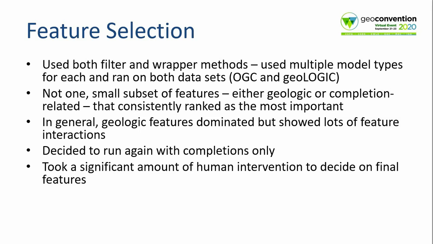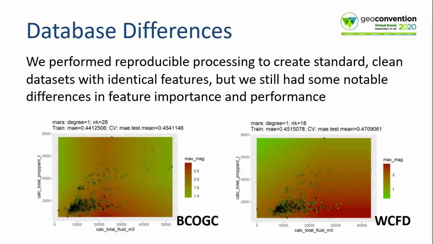In both cases, the results between models differed significantly, and it took a surprising amount, maybe shouldn't have been too surprising, but it took a lot of human intervention to decide on the final feature sets. An example of the differences between the two completions datasets is shown here. Even after we did extensive standardization and processing until the two datasets were nearly identical, differences remained in the model results, although most of the interpretations followed similar trends.